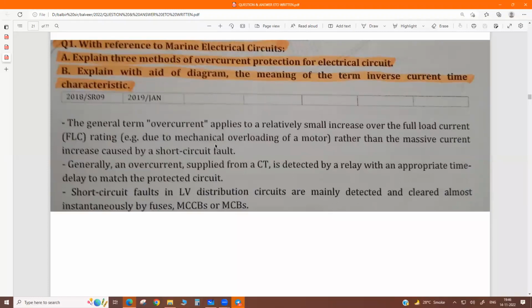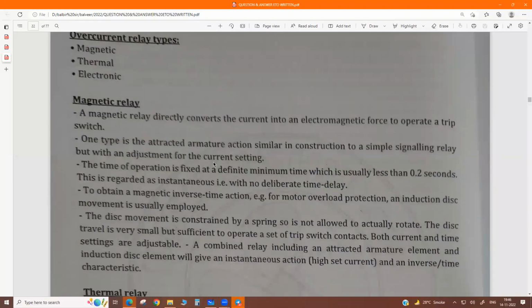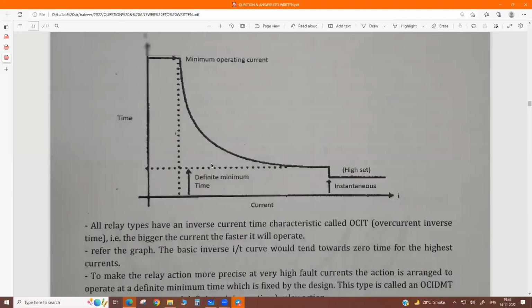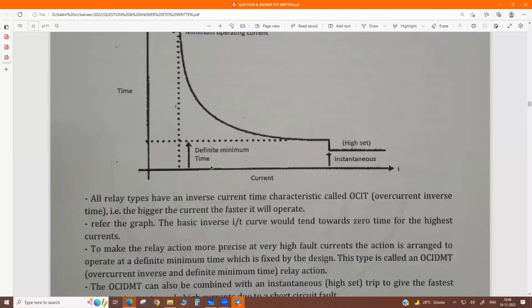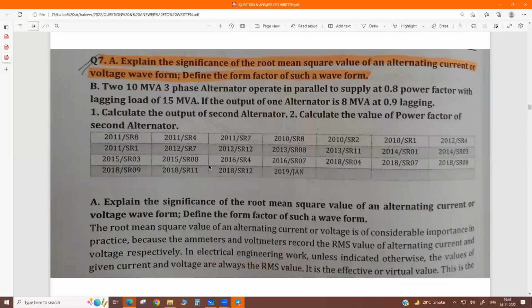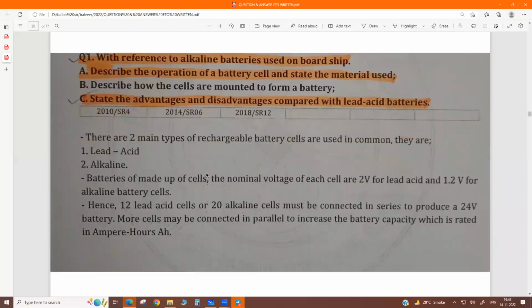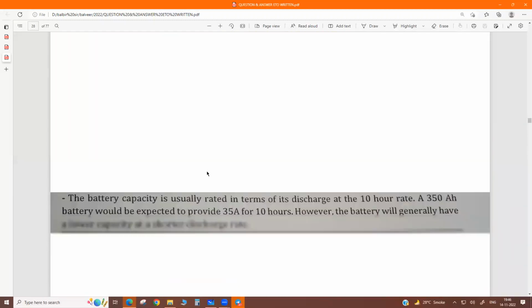The three methods of overcurrent protection are also here. See, this is the inverse time current characteristic. Then there are a lot of questions also. Please go through this.